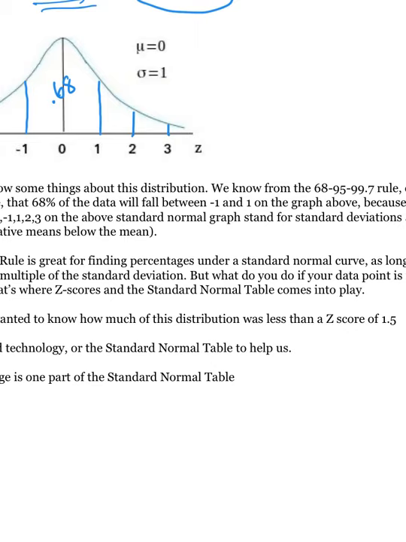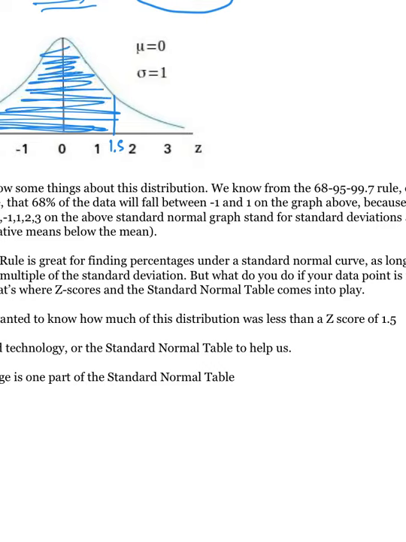But what do you do if your data point is not exactly a multiple? Like, what if your z-score was 1.5? Let's say you wanted to know how much of this distribution was less than a z-score of 1.5. Now, on the picture up here, that would put us in between 1 and 2. And I want to know what is to the left of that, so it's shaded to the left. Well, I can't use the empirical rule because it's not exactly on 1, 2, or 3 standard deviations. So then we need technology for help.